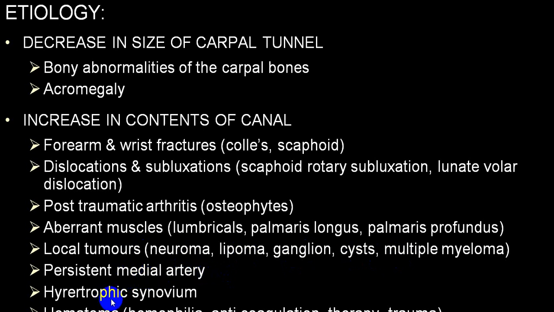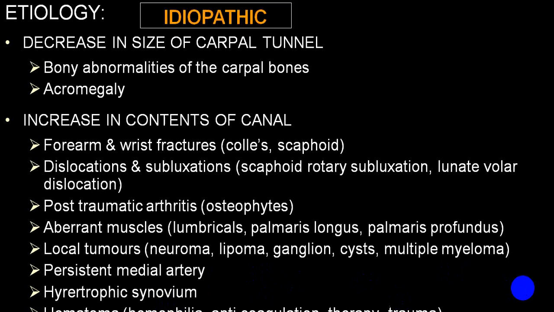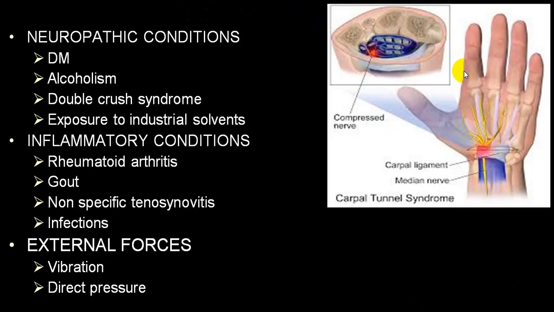or there is a hypertrophic synovium, or there may be hematoma, blood collections like in hemophilia or a person who is on anticoagulant therapy, or there may be traumatic injury. So these are a large number of causes which produce entrapment because it is a fixed space, and if anything is added in that fixed space it will produce entrapment, or we call it compression. And don't forget, if we are still not able to find out the etiology, we label that as idiopathic.